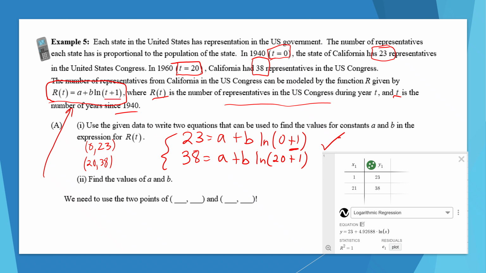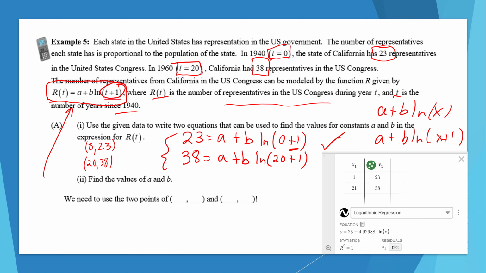Now A, II. This is going to be find the values for A and B. And this is the tricky part, right? Because if we just plugged it into Desmos, our Desmos equation is not that. It is A plus B ln x, whereas this is A plus B ln of x plus 1 is our equation that we're looking for. So what are we going to have to do? Well, we're going to have to essentially add 1 to every single x value, because that's what this equation is kind of telling us to do.